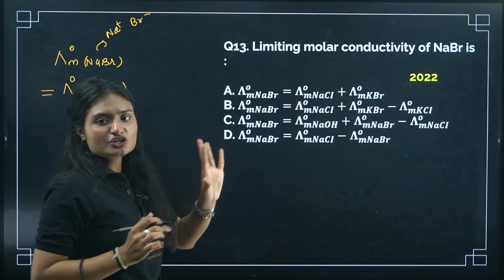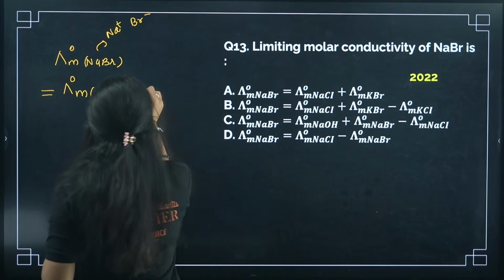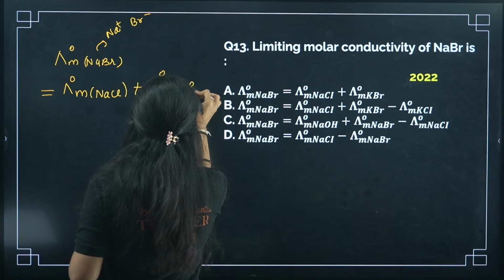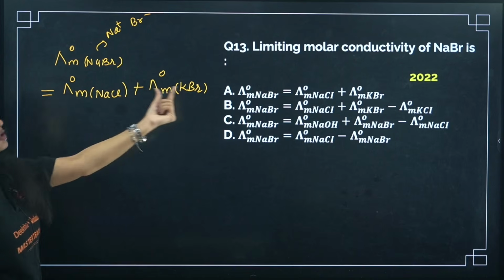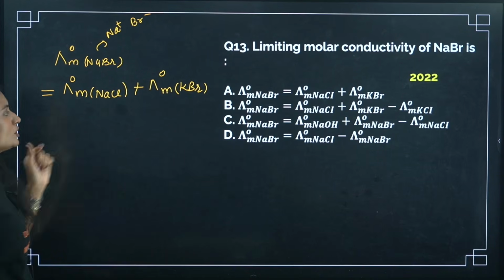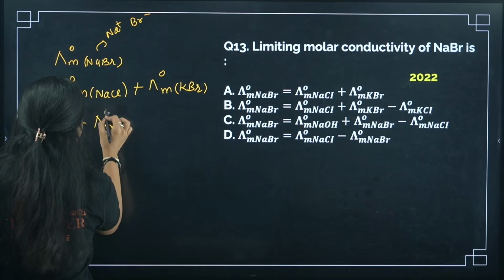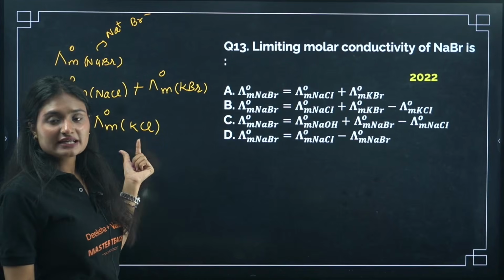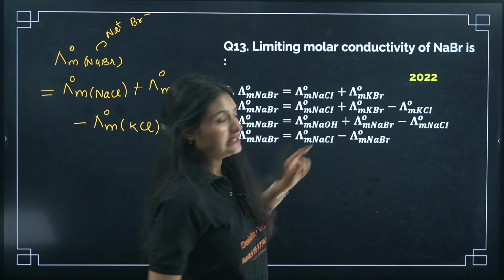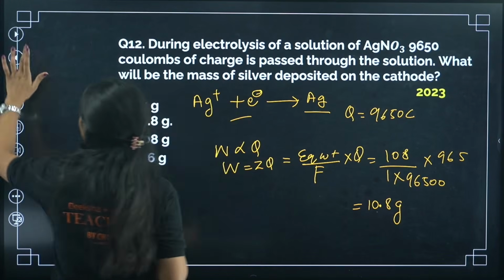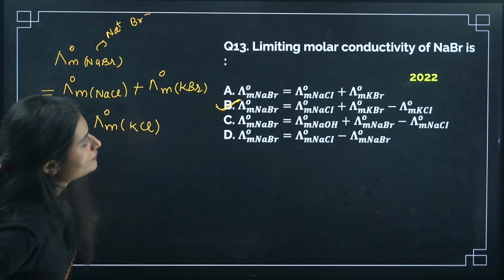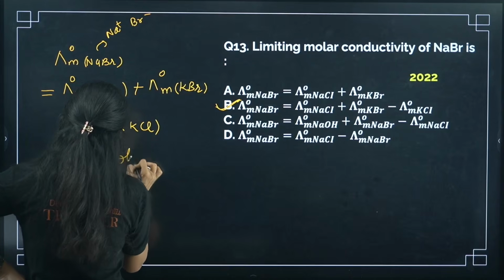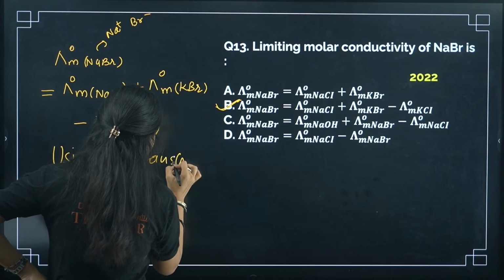We'll rewrite it in such a combination that we get the value for NaBr only, plus molar conductance at infinite dilution for Br. Do we have a compound with Br? Yes, KBr. If we add them, then we have Na positive, Br negative, but we have K positive and Cl negative also. So what we will do? We'll subtract the molar conductance at infinite dilution for KCl, right? So that will give us the correct answer. So NaCl plus KBr minus KCl. That means option B is your correct answer. That is using Kohlrausch law.